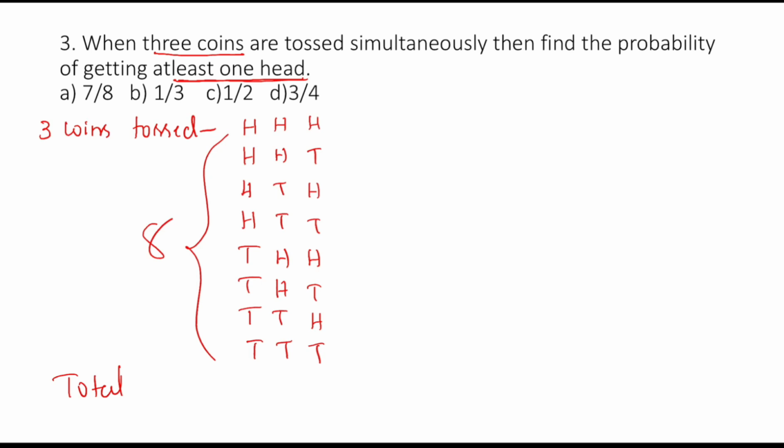We can get it using a formula also. So total outcomes is equal to 2 raised to n, where n is the number of coins, which is 3. So 2 raised to 3 is nothing but 8. Okay, so if we see like this also we are getting 8, like this also we are getting 8. Now, how many required outcomes are there?